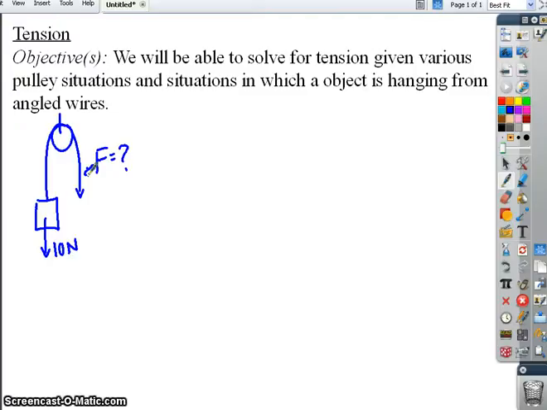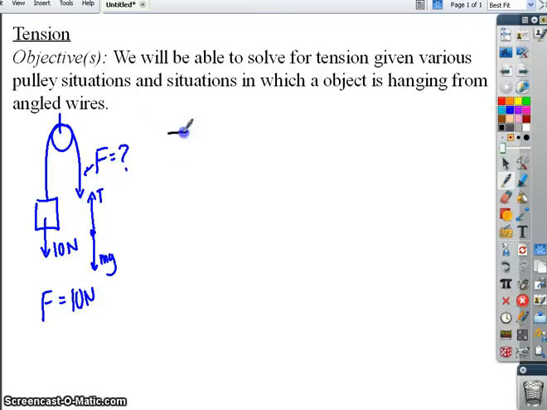And if you look at the situation, the tension in the rope is going to be the same throughout. Therefore, if this object is pulling with 10 newtons, free body diagram, gravity is pulling it down, tension is going to be equal and opposite. The force required to pull this object up is going to be 10 newtons. Okay? Not too bad, right? Well, it gets a little more complicated than that.